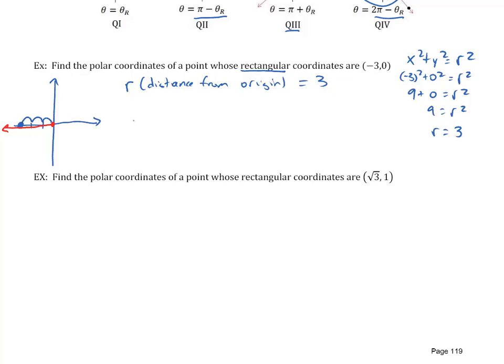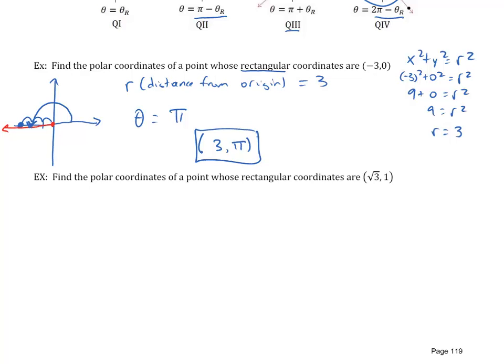I get 3. Now to get theta, because it's on one of my axes, I know theta is pi. I don't even have to do any work to get there. So when it lands on an axis, life is easy. So your polar coordinates are 3 comma pi, and you're done.